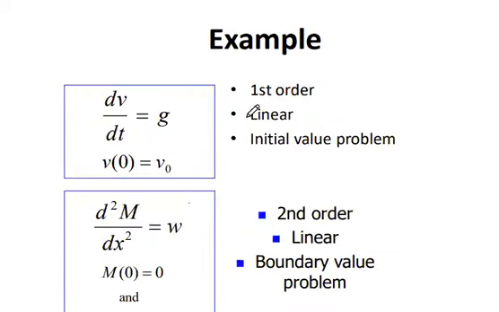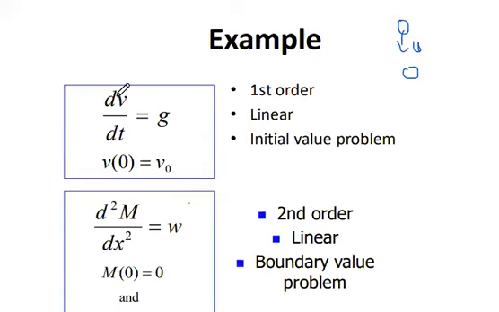So here is another example. If you drop a ball at rest, or throw a ball downwards with some initial velocity, then you can apply Newton's second law to obtain the equation. The initial velocity is given, so you know the initial velocity, right? Then you can write the equation by applying Newton's second law.